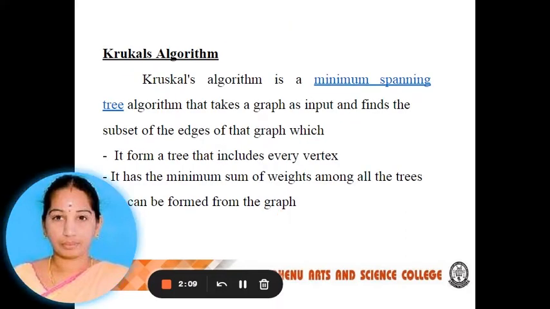Next, if we want to calculate a minimum spanning tree, we need to use two algorithms: one is Kruskal's algorithm, and the other is Prim's algorithm. Here we will discuss Kruskal's algorithm. It is a minimum spanning tree algorithm that takes a graph as input and finds the subset of edges of that graph which forms a tree that includes every vertex and has a minimum sum of weight among all the trees. That is the definition of Kruskal's algorithm.